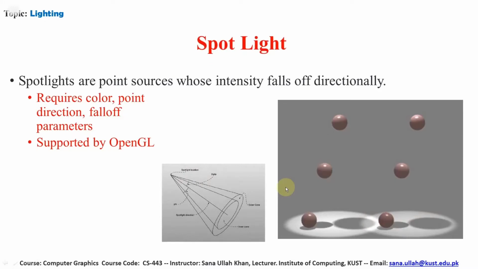Spotlight is another example of a light source. Spotlights are point sources whose intensity falls off directionally. This requires color, point, direction, and falloff parameters, which are supported by OpenGL. So spotlight color is also supported by OpenGL.